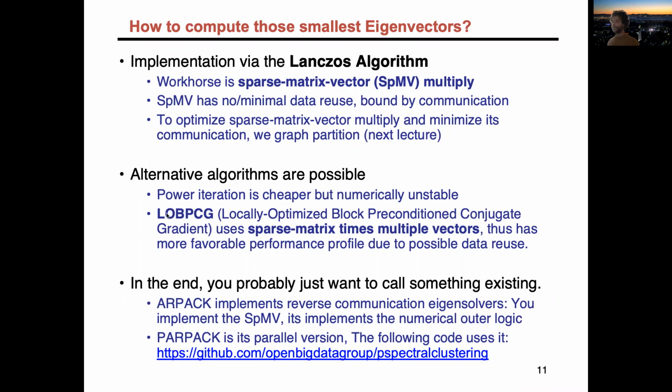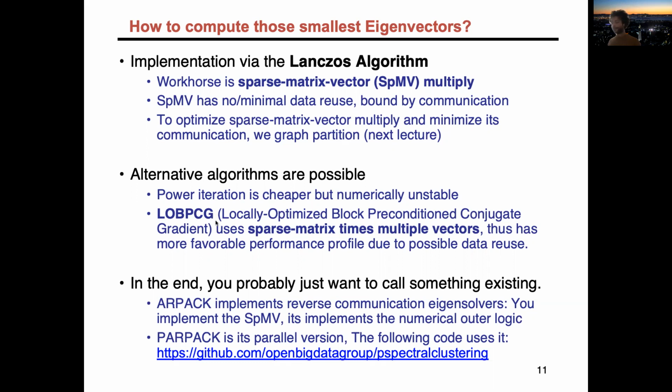But something worth mentioning is LOBPCG, locally optimal block preconditioned conjugate gradient, a mouthful. But think of this as iterating over a much larger subspace as opposed to Lanczos, which explores one Krylov subspace at a time. This one explores them in bulk. So you get this block version in some sense.